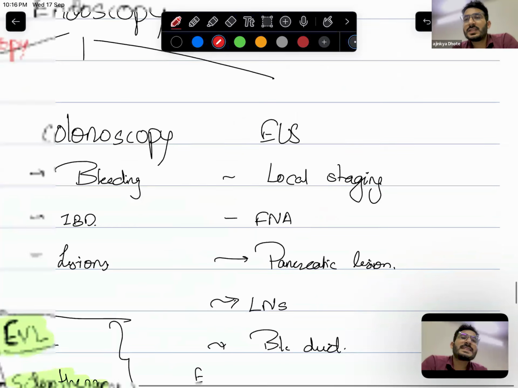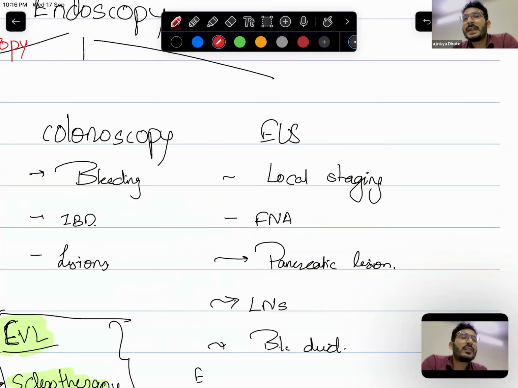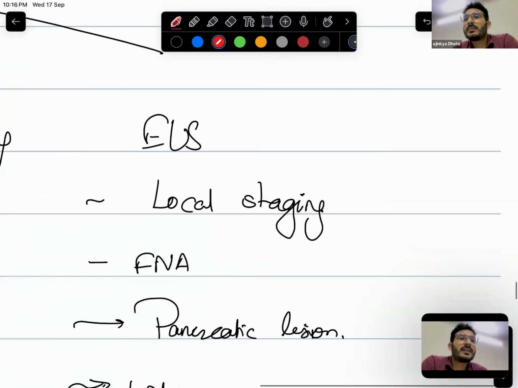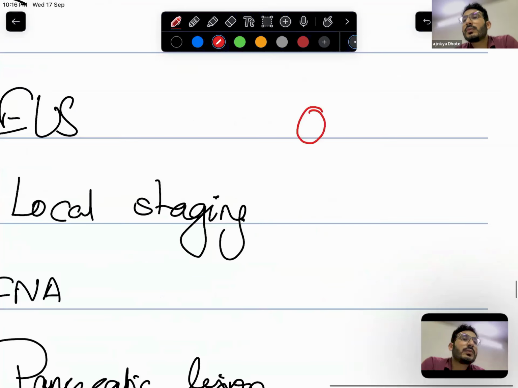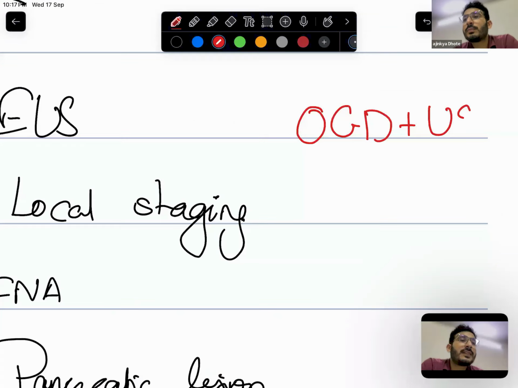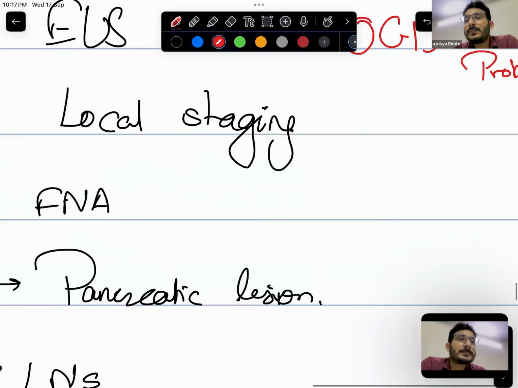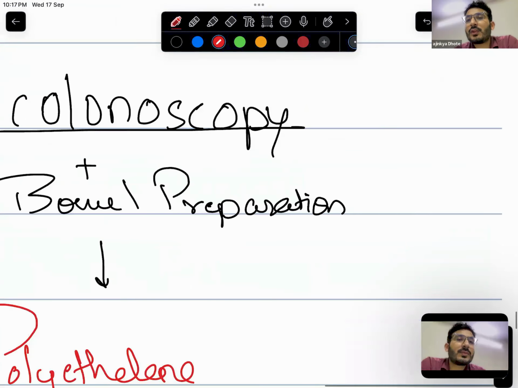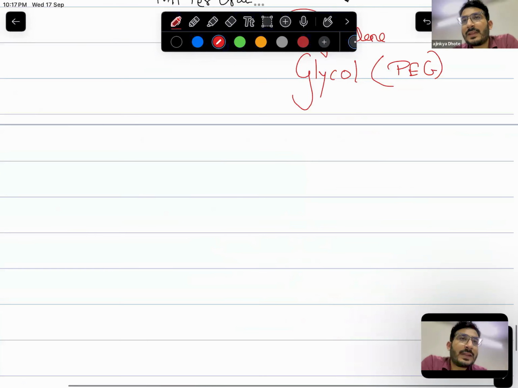The next investigation that I want you all to know is your endoscopic ultrasound. Now, endoscopic ultrasound is nothing but an upper GI scope, an OGD scope, attached with an ultrasound probe. Now, what it does is, because many of you don't know what we exactly do in an EUS.